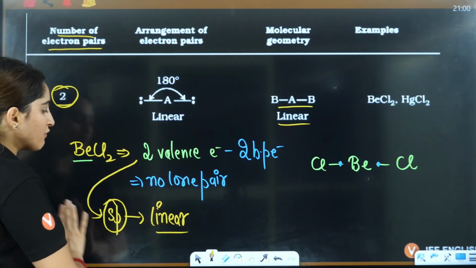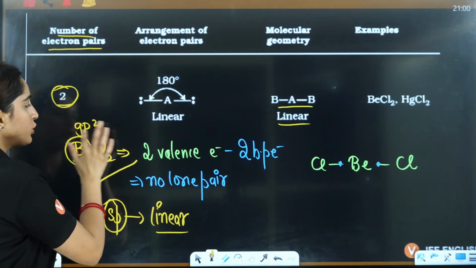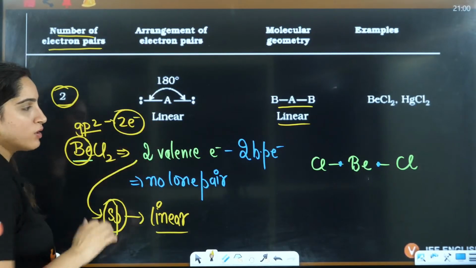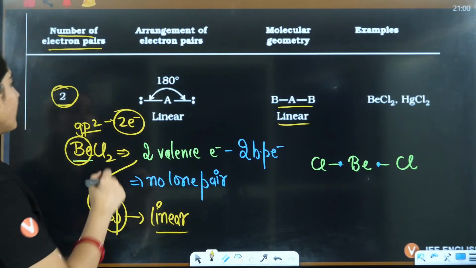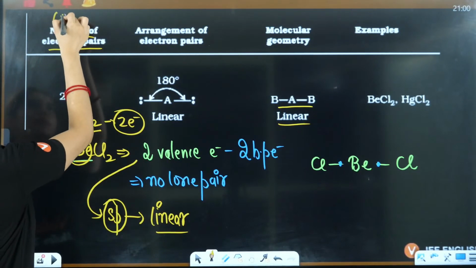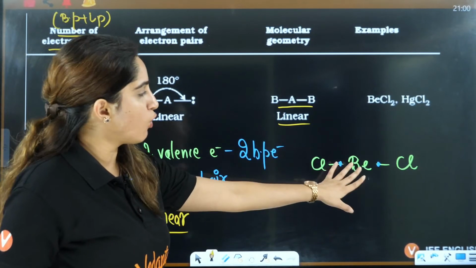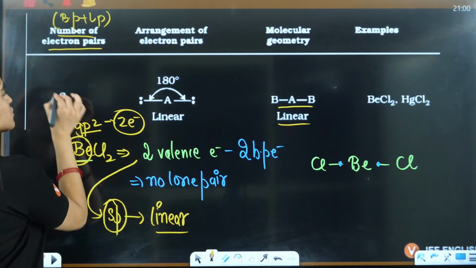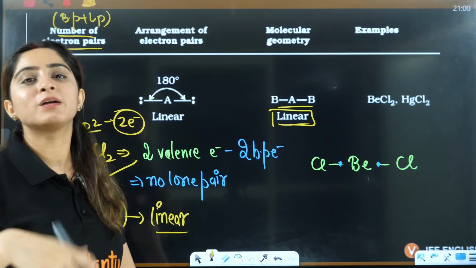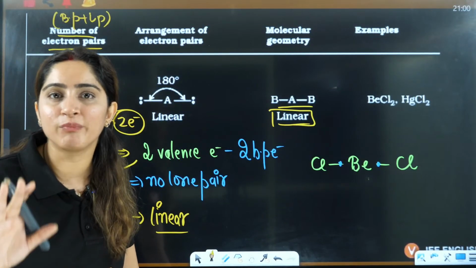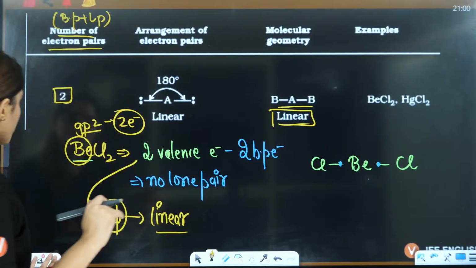Even if I erase all of this, what you need to know is that beryllium belongs to group number 2. It will have 2 valence electrons, and there will be no lone pair. Bond pair is 2, lone pair is 0, so bond pair plus lone pair is 2 only. That's why it is linear geometry. Bond pair plus lone pair is nothing but the steric number; it's just that the way of answering is changed. I'll show you some more examples.